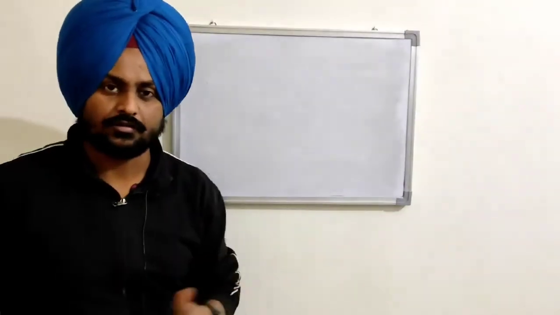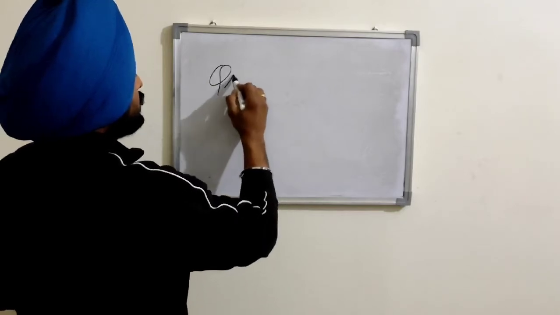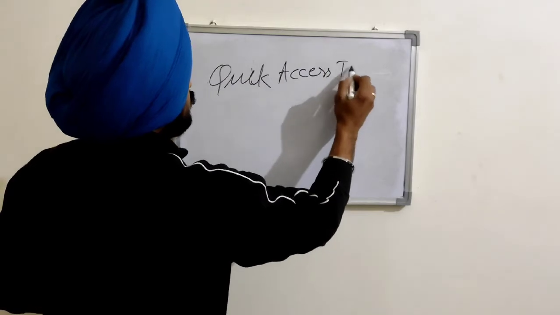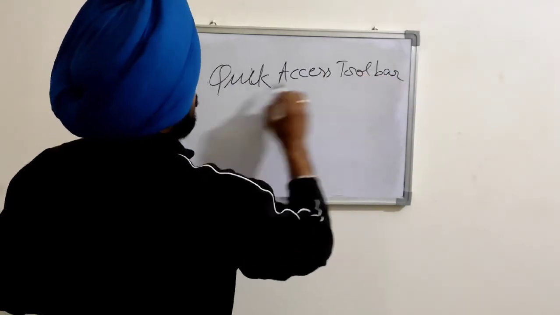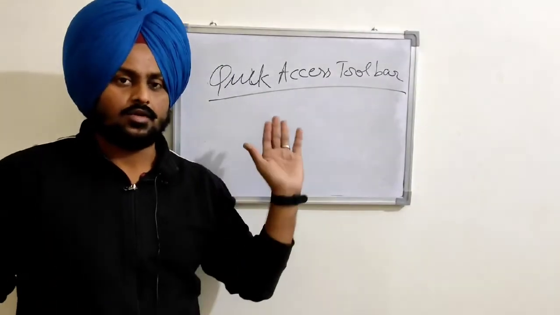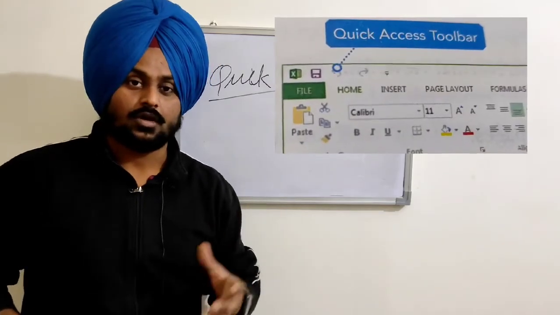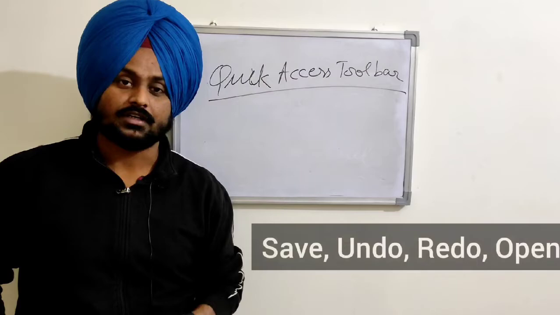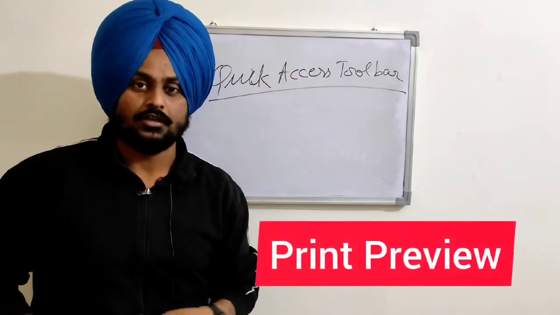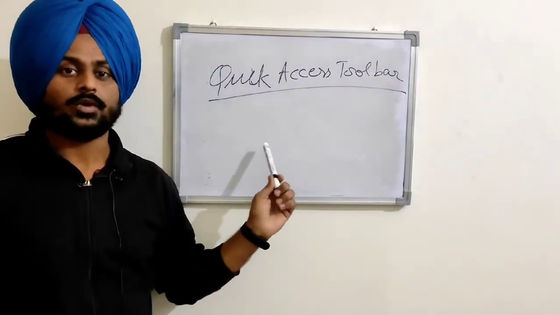What are the different components of MS Excel? The different components that you will find, very first, is the quick access toolbar. Now what is the quick access toolbar? The quick access toolbar appears at the top left corner of the window, which has some common options that we always use, like the save button, undo button, redo button, open button, or sometimes the print preview button.